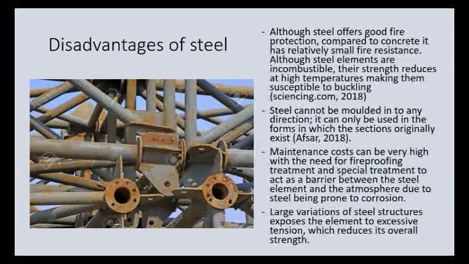Steel cannot be moulded into any direction, and it can only be used in forms in which the sections already exist. The maintenance costs associated with steel can be very high, with the need of fireproofing treatment and special treatment to act as a barrier between the steel element and the atmosphere due to it being prone to corrosion. Large variations of steel structures expose the element to excessive tension, which reduces its overall strength.